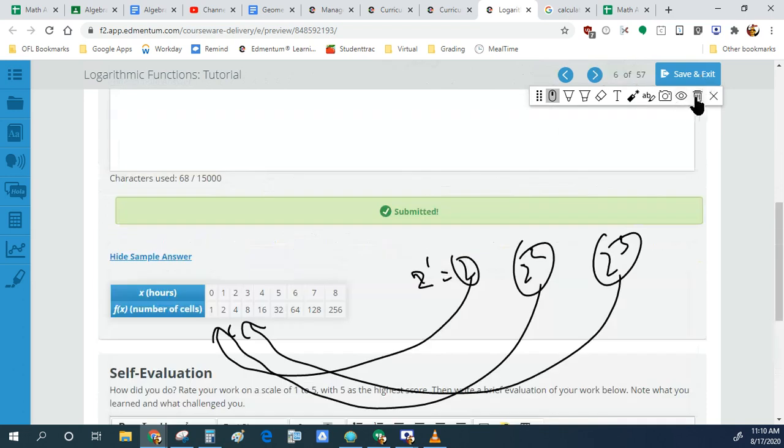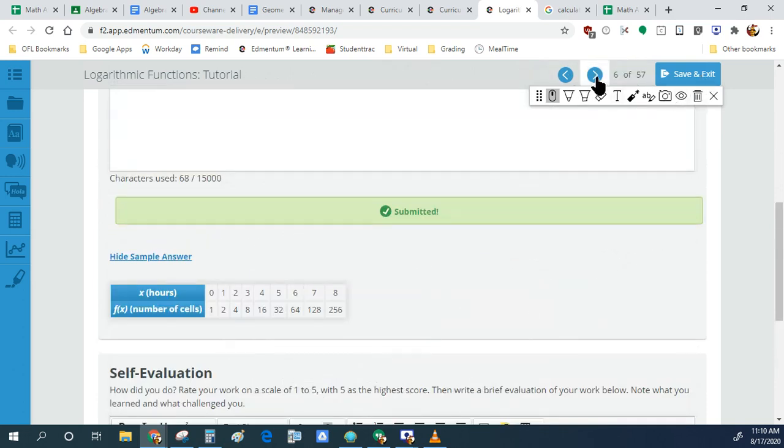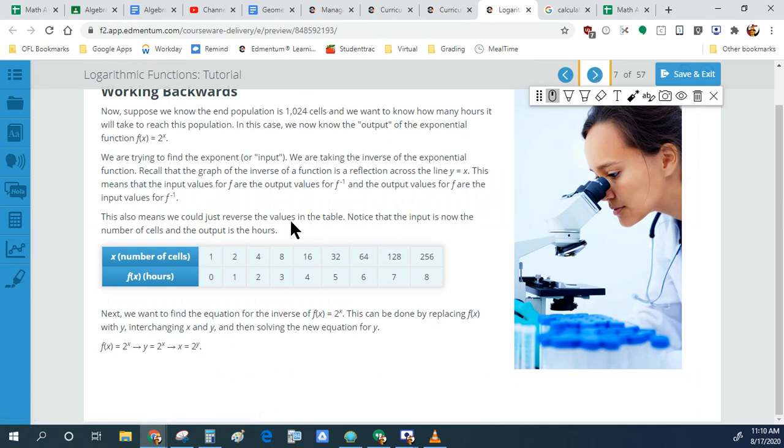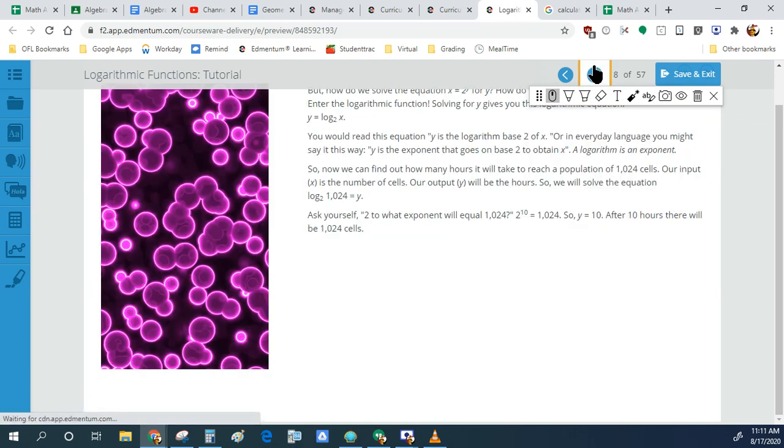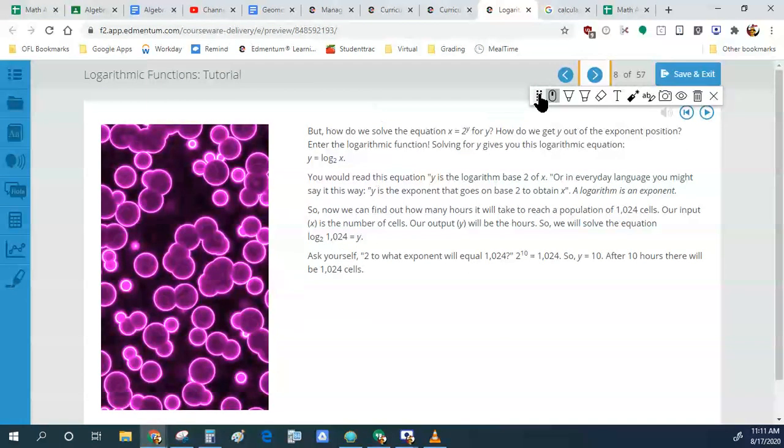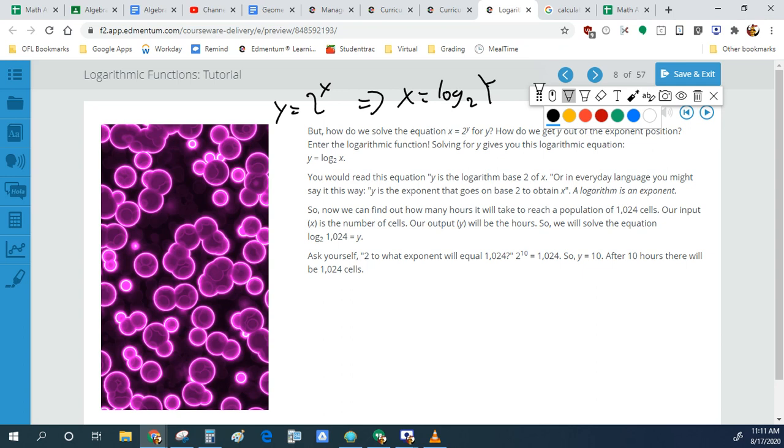So when we went over exponents, that's what we learned about. This part should be very easy for you guys because we literally just did it in the last lesson. But now let's say we have the number of cells and we want to go the other way around. Well, when we're switching our x's and y's, we kind of get stuck on this step right here. That's where logs come into play. So when we're doing logs, the inverse of y equals 2 to the x, if we wrote it as an inverse, would be x equals log base 2 of y. Does that make sense?